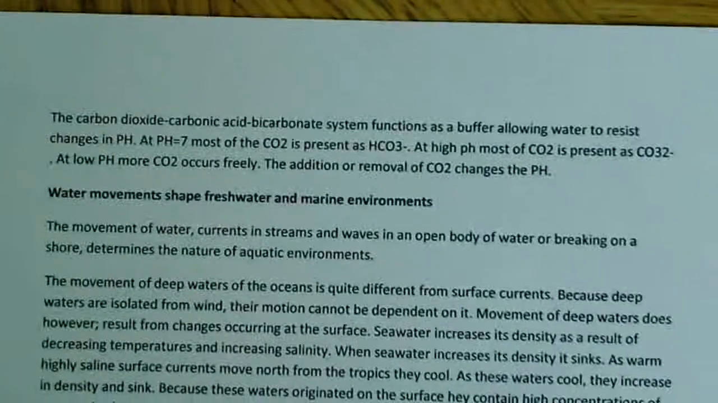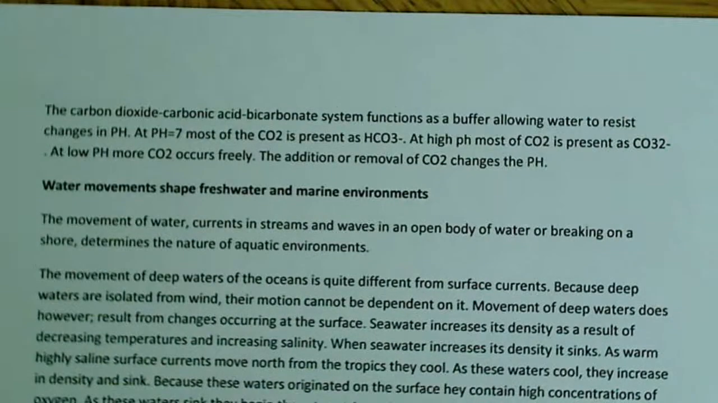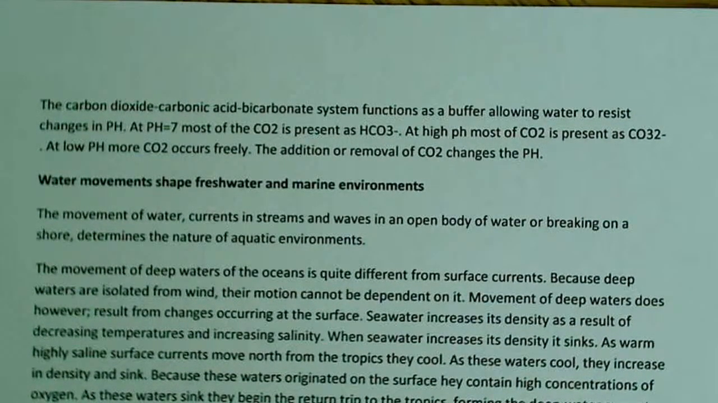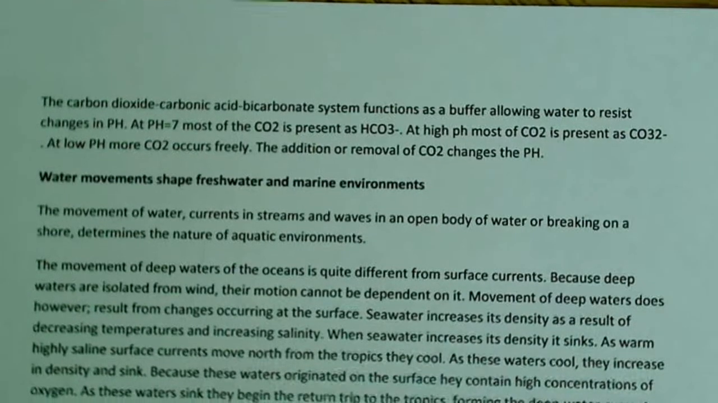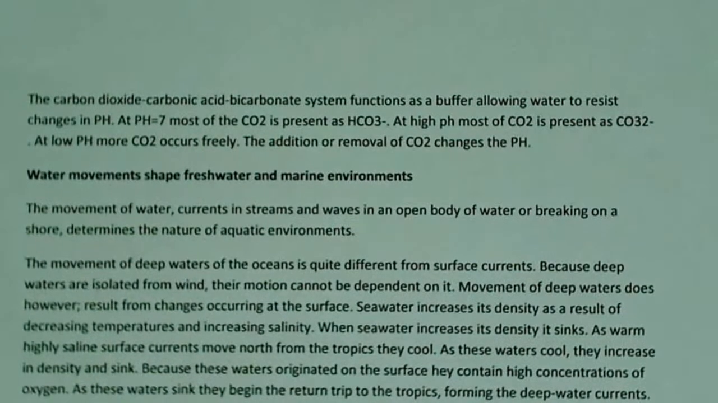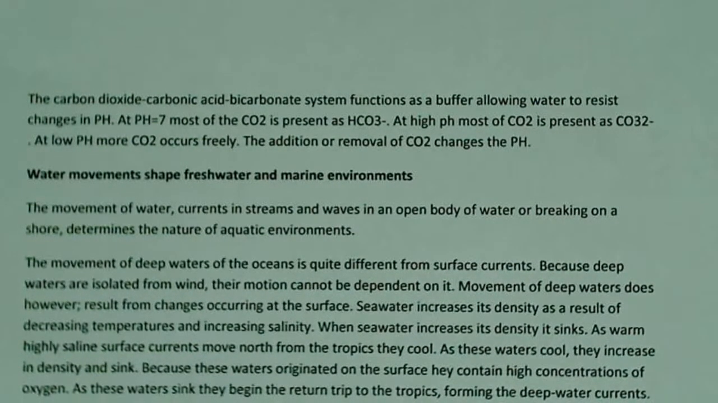So, the carbon dioxide carbonic acid system functions as a buffer. Okay, it's a buffer system allowing water to resist changes in pH. So that's really important because you don't want rapid fluctuations in pH. That could be really detrimental to the organisms living in the aquatic environment. So we have this carbon dioxide, carbonic acid, bicarbonate system which resists changes in pH.